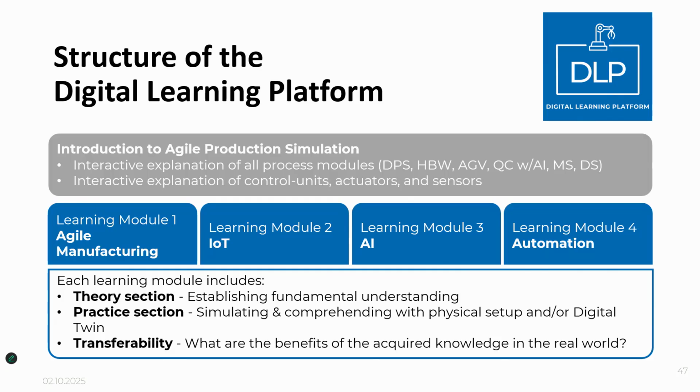on automation. Each unit or learning module will include the following: a theory section, which establishes a fundamental understanding of the topic at hand, a practice section, and this is where users can simulate and understand the processes being studied with both the physical mode and the digital twin version, and transferability, where students get to see how the knowledge they've acquired can be used in the real world.